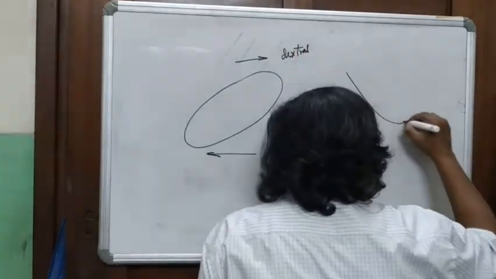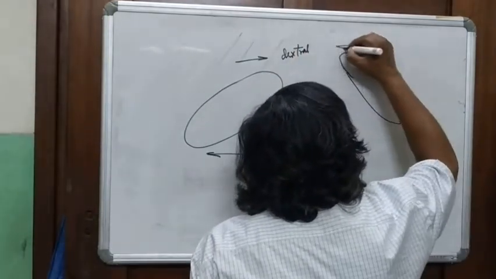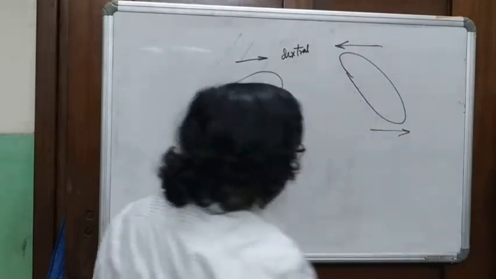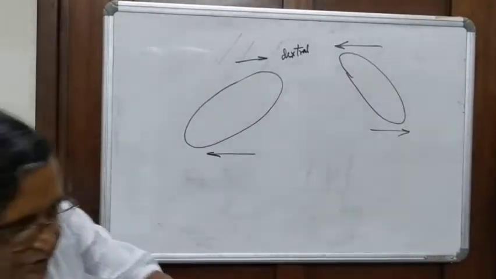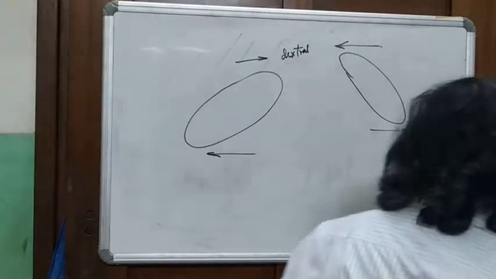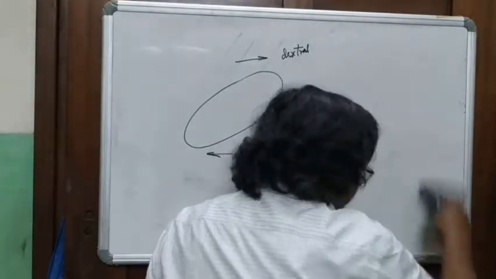And if you are here, this is sinistral, because essentially you're moving from right to left. So it's called left-handed shears, and this is called right-handed shears. So using the terms sinistral and dextral.